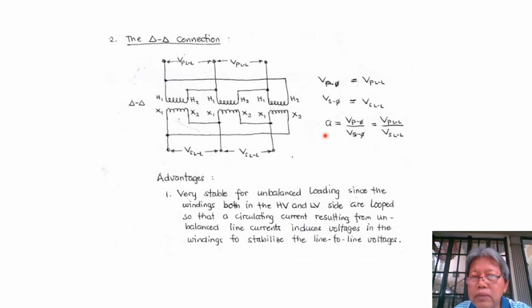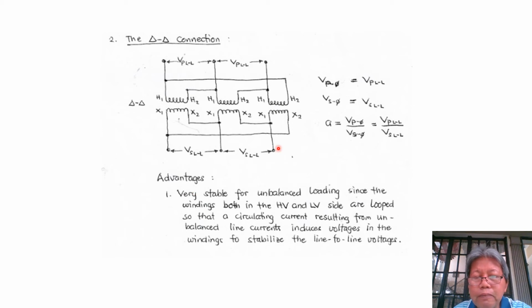And the transformation ratio here for delta delta is just equal to the line to line voltage at the primary over the line to line voltage at the secondary. Now this kind of connection is very applicable when our load is unbalanced. So when we have unbalanced load here, the line currents towards the loads are also unbalanced.